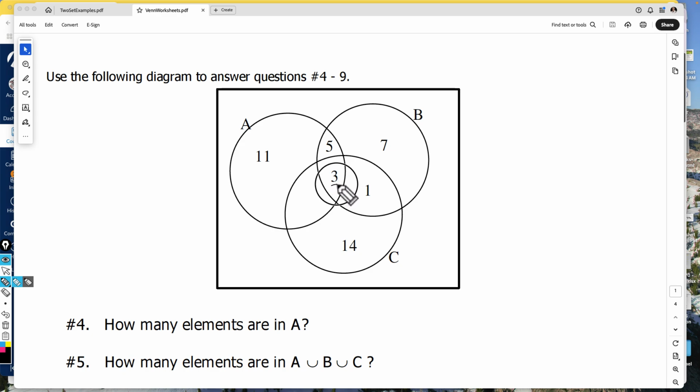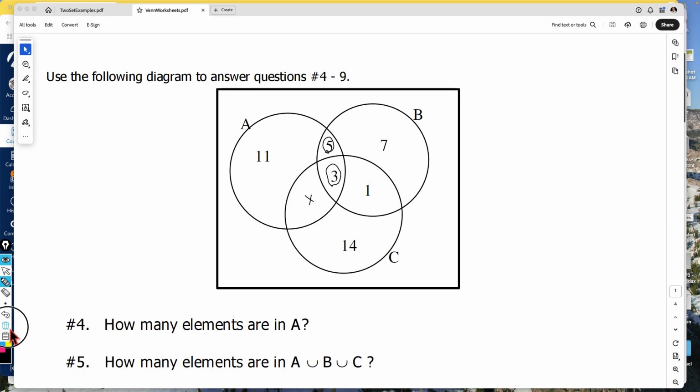So what can you tell me about these 3 things? What sets are they in? They're in all 3. Good. So they're A, B, C. How about this 5? There are 5 things that are only in A and B, not in C. Good. So that's what I was telling you about. You've got all these different regions. This region is in A and C, but not B, right? So if something was here, there's nothing there.